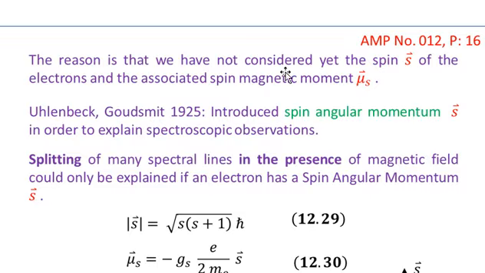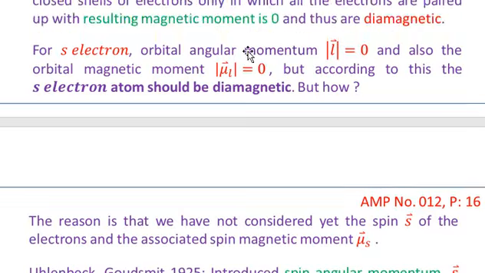The reason is that we have not considered yet the spin s of the electron and the associated spin magnetic moment mu s. You see that in the absence of these two quantities, that is s and mu s, we cannot justify the statement given in this last paragraph. So it means that there were some quantities missing.